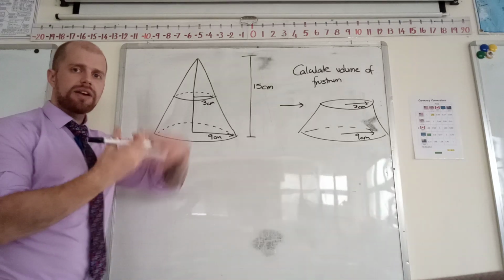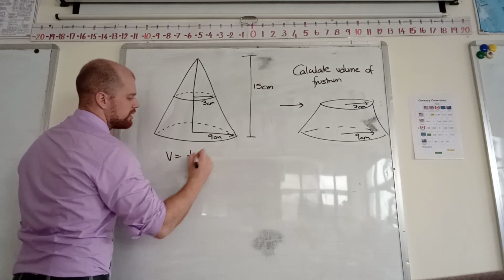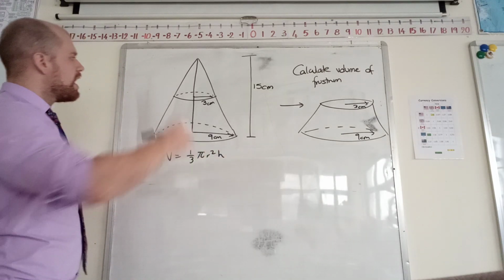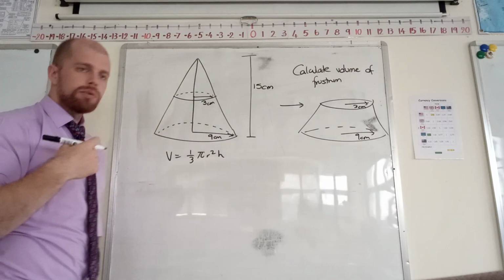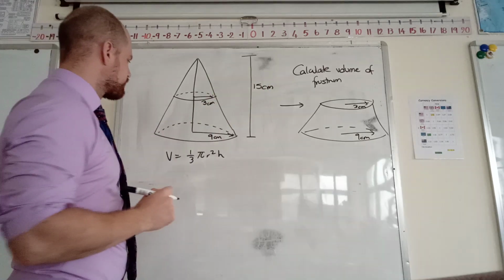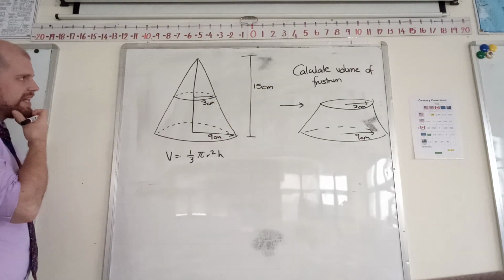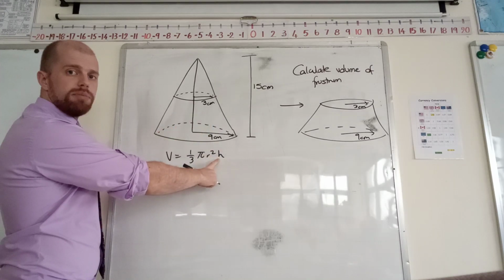To do that, if you calculate the volume of the big cone, the formula is 1/3 pi r squared h. And if I take the big cone and I subtract off the small cone, that will leave me with the frustum. So let's do that. We need the radius of both, which we know, and we need the height of both.